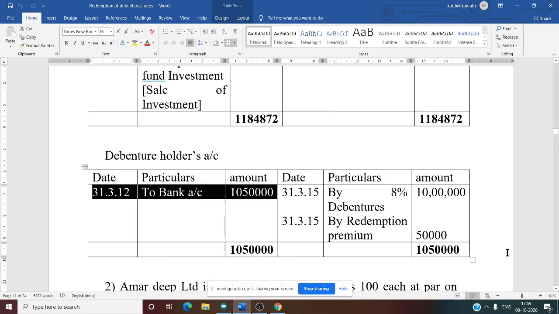Yes, all five accounts we have prepared. First we prepared the 8% debenture, debenture redemption fund investment, bank account, and debenture holder account. Any doubt regarding this, you can ask me.